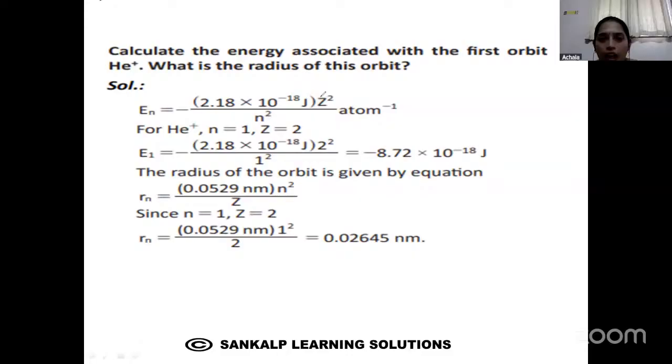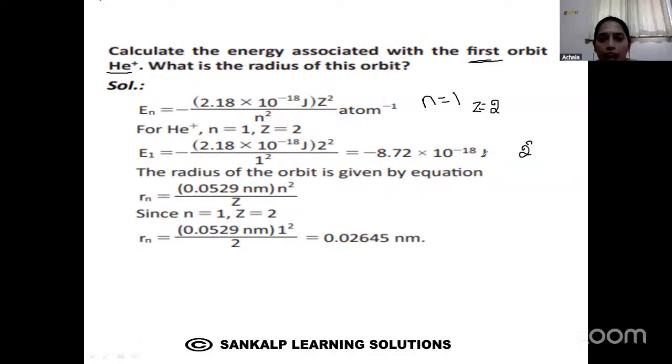They have given first orbit. First orbit, therefore I have to take n is equal to 1. And helium plus 1 is given, which means it is for helium: hydrogen, helium. Helium is 2. Z is equal to 2. Minus 2.18 into 10 raised to minus 18, Z square. Z square is 2 square, which is 4. And n square is 1 square. 2 square is equal to 2 into 2, which is 4. And the answer will be minus 8.72 into 10 raised to minus 18 joule. This is the answer.